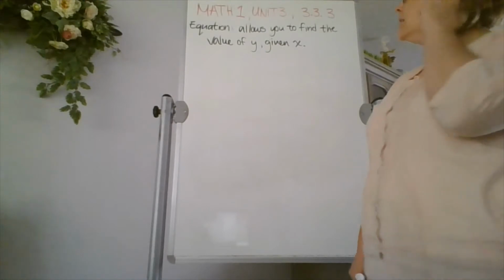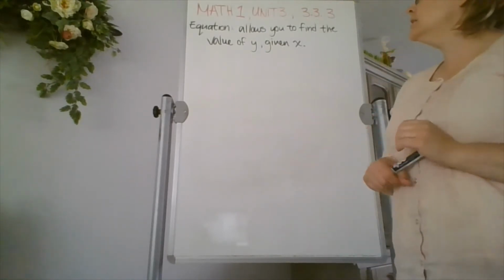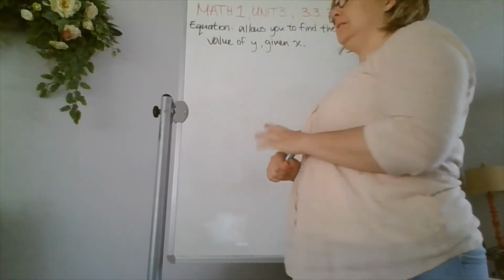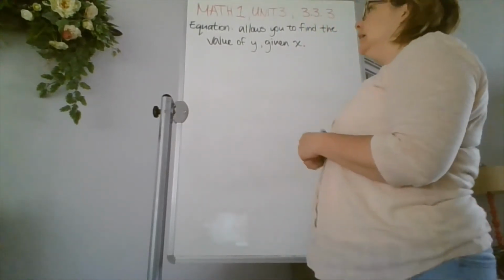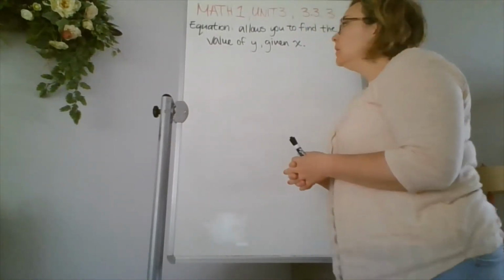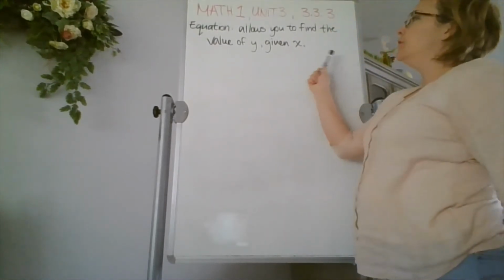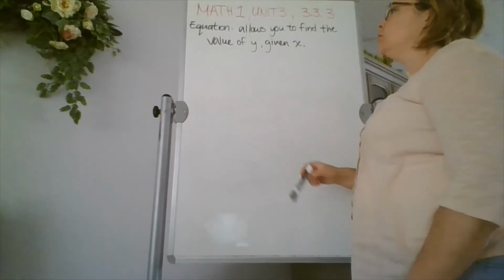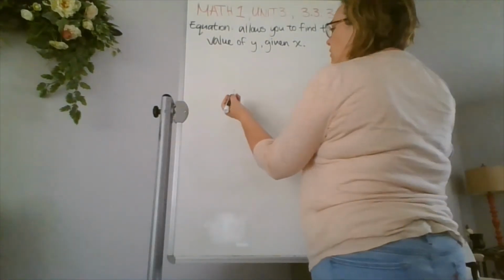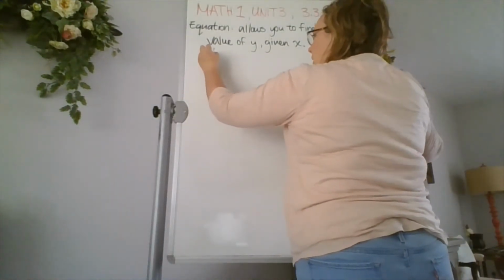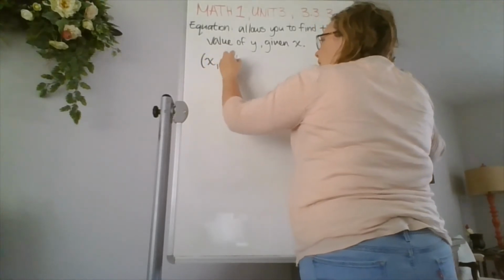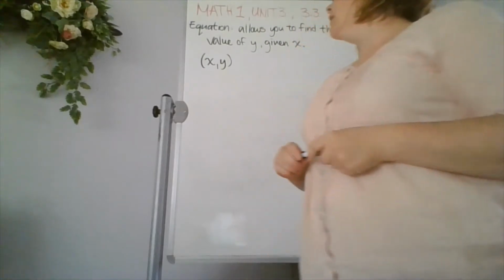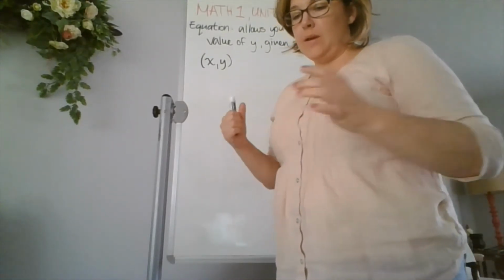Okay, so this quiz is your third quiz in Unit 3, and it's entitled Patterns in Lines, but it's really about finding equations to a line. An equation allows you to find the value of y given any x. In other words, you can find any ordered pair, any x, y, on that line, any ones you want. That's what an equation does.